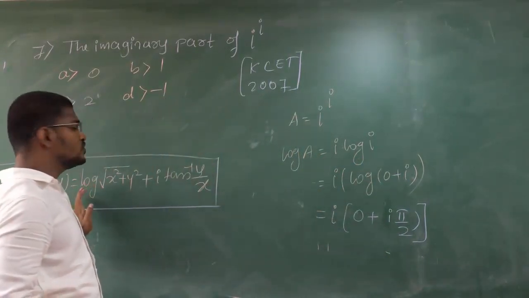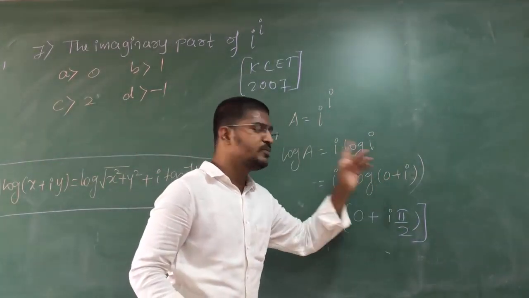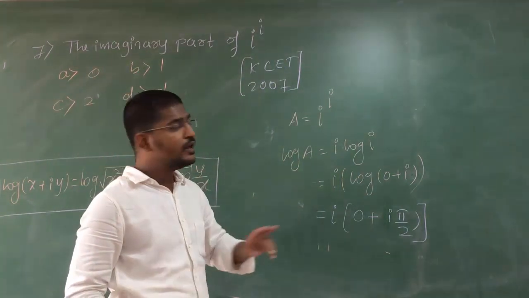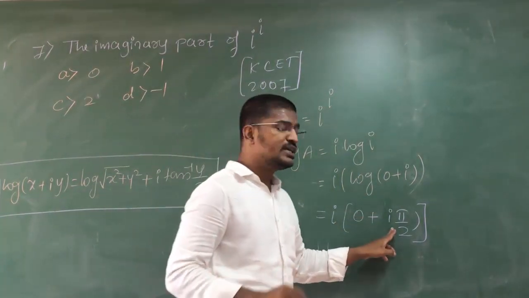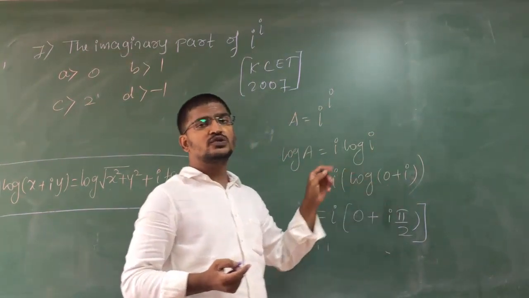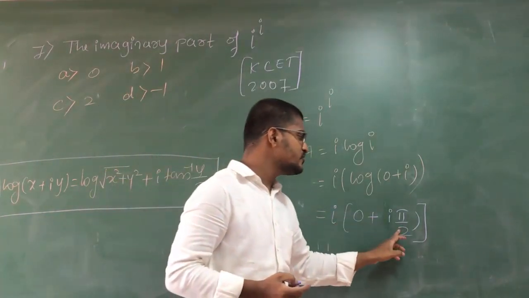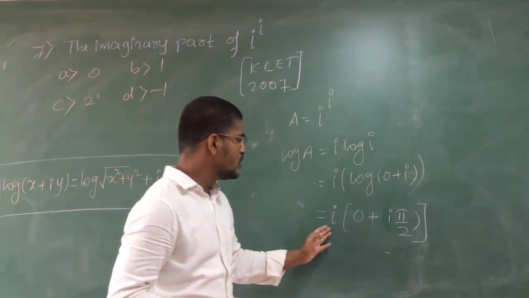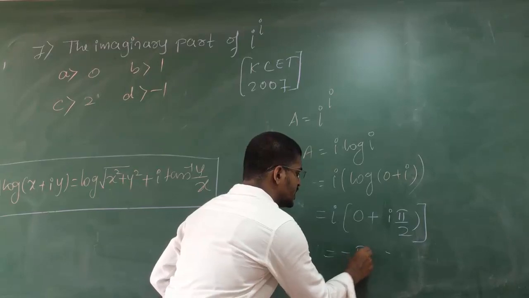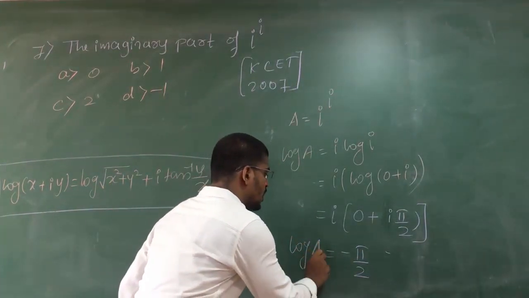For that you must know this formula, log of root of x squared plus y squared. Here x term is 0, y term is 1. Log of root of x squared plus y squared will be log of root 1, that is 0. Here tan inverse of y by x, y is 1, x is 0. So tan inverse of 1 by 0 will be tan inverse of infinity. So tan inverse of infinity is pi by 2. So now i into i will be i squared, that is minus 1. So the answer is minus pi by 2, that is equal to log a.